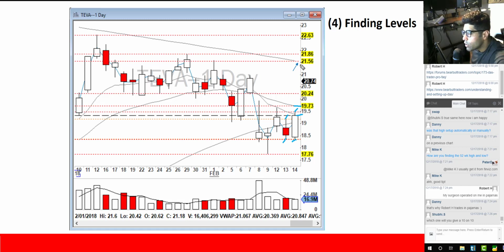19.73, a moving average. 21.56, a moving average. 21.86 is a bounce from this level. 22.63 is a bounce from this level. What is 20.24? 20.24 to me looks like a bounce from all of these levels here. So I have these levels, and it seems like a very clean move around here.